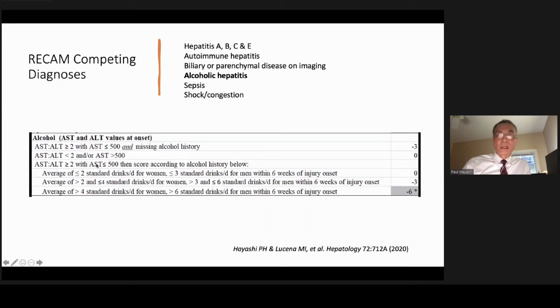If, on the other hand, it does, and it fits some criteria to be alcoholic hepatitis, then the user is asked to pick from a very tight drop-down menu of these choices. And again, here's that -6 because the drinking was fairly heavy. We're saying, hey, this might be alcoholic hepatitis. Proceed with caution.